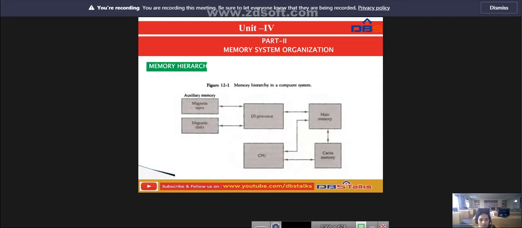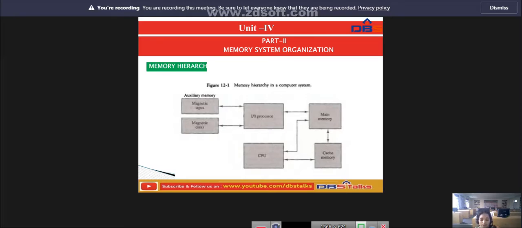Now I am going to discuss the first topic, that is memory hierarchy. So what is meant by memory hierarchy? This is the basic concept of memory system organization. I am going to explain briefly about this memory hierarchy. Why are we using memory hierarchy?